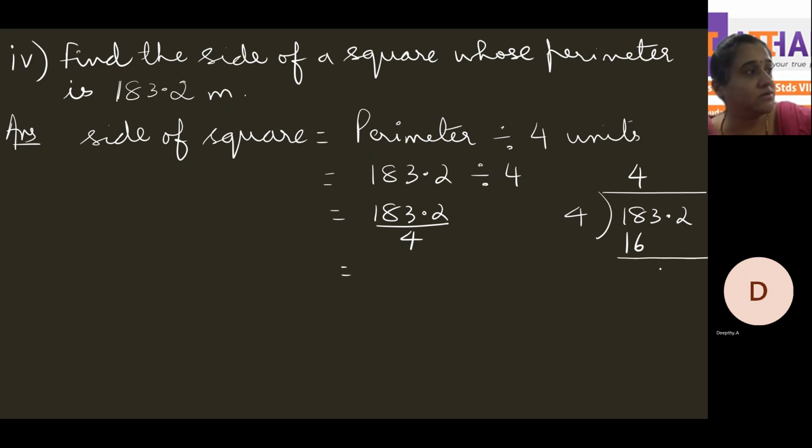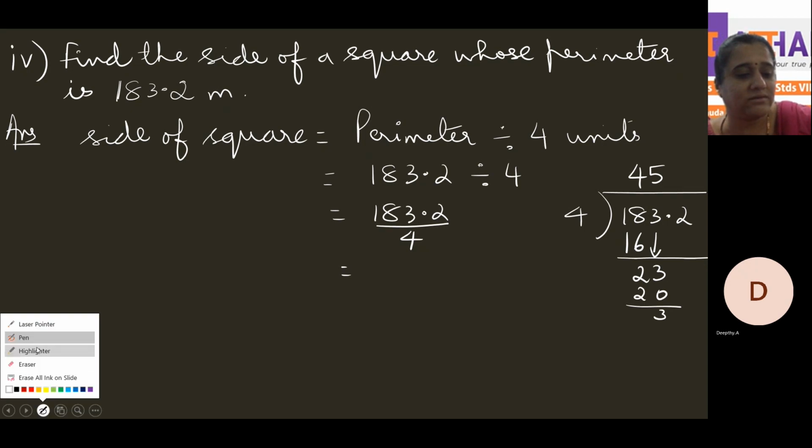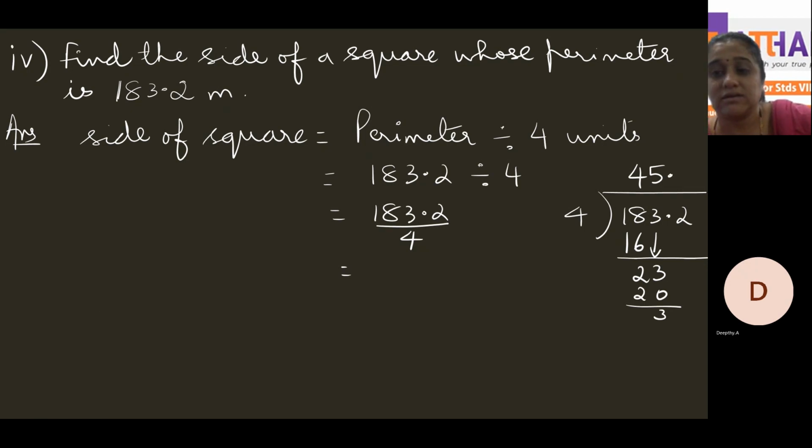What's the remainder? 2. Then 3 comes down, correct? So 4 5s are 20, correct? Then 3 is the remainder. Then the 2 comes down, but 2 is after the decimal point. So we need to place a decimal point here and then bring the 2 down, correct?